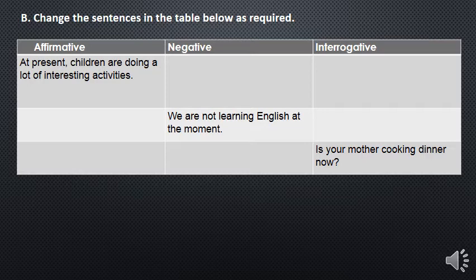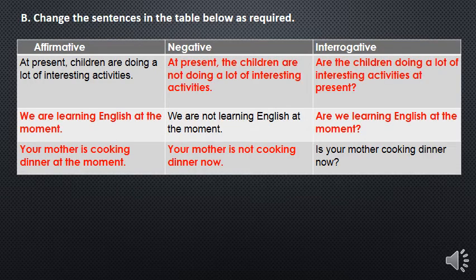We are not learning English at the moment. This is negative. Affirmative, we are learning. We cross not. Interrogative, we start with the question word. So are we learning English at the moment? The third sentence, is your mother cooking dinner now? This is a question. Your mother is cooking dinner now. This is the affirmative. Your mother is not cooking dinner now. This is the negative. Let's check the answers. Here are the answers also in the chart written.